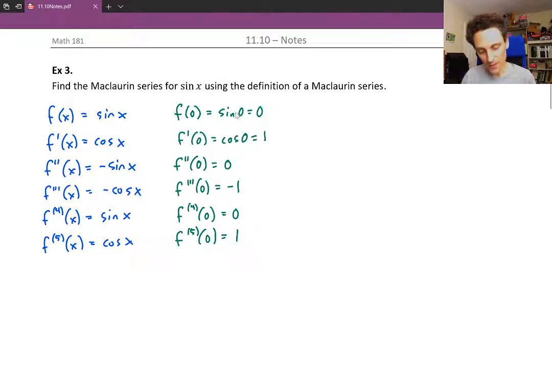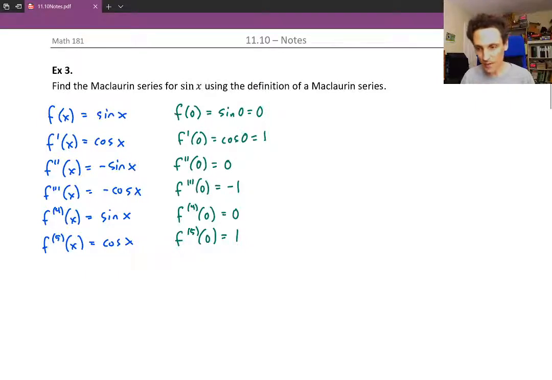Now, when those coefficients are equal to 0, that means those corresponding terms are going to be 0, because you're going to have this number right here divided by n factorial times x to the n, whatever that is. And so if the derivative at 0 is 0, then that term is going to disappear.